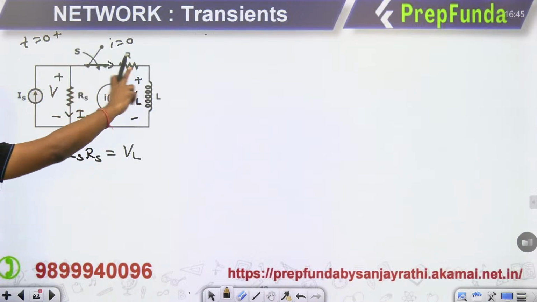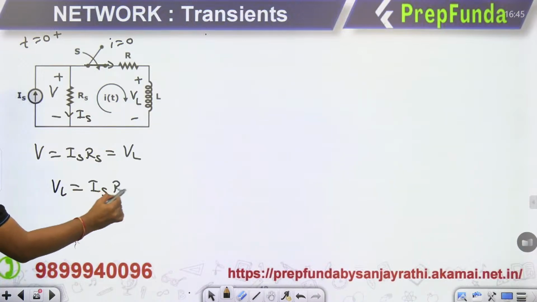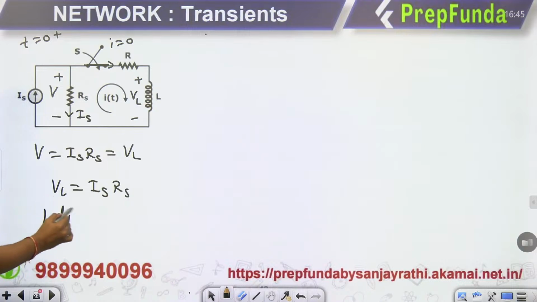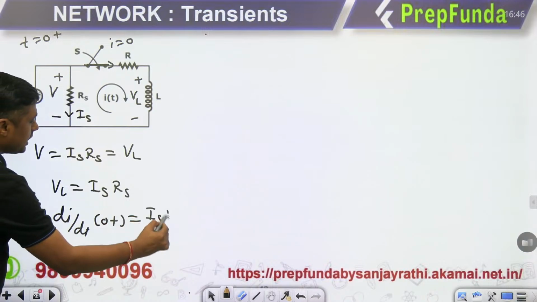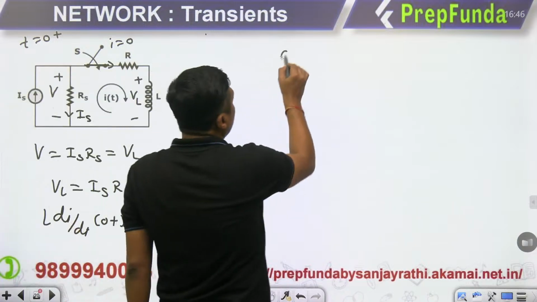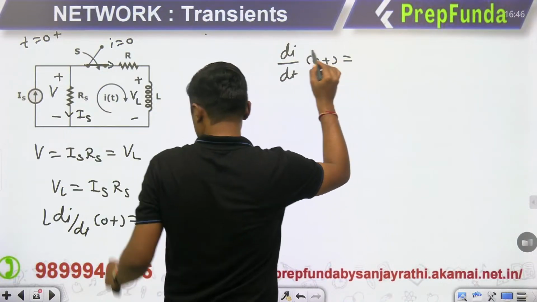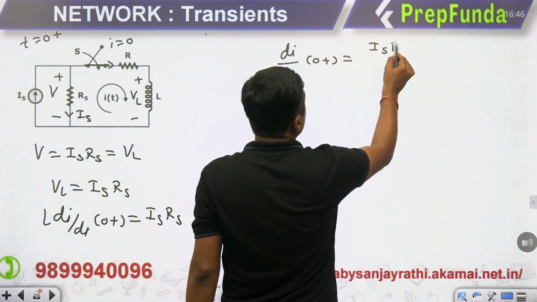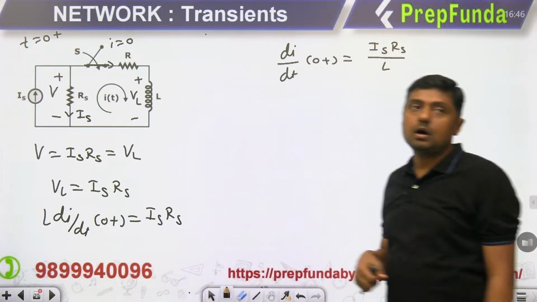Because these two are in parallel, there is no drop across the R. And what is the VL? VL will become IS RS. What is the VL? L di by dt, which is IS RS. And that's why what is the di by dt at 0 plus? IS RS upon L. We are getting the same answer, guys.